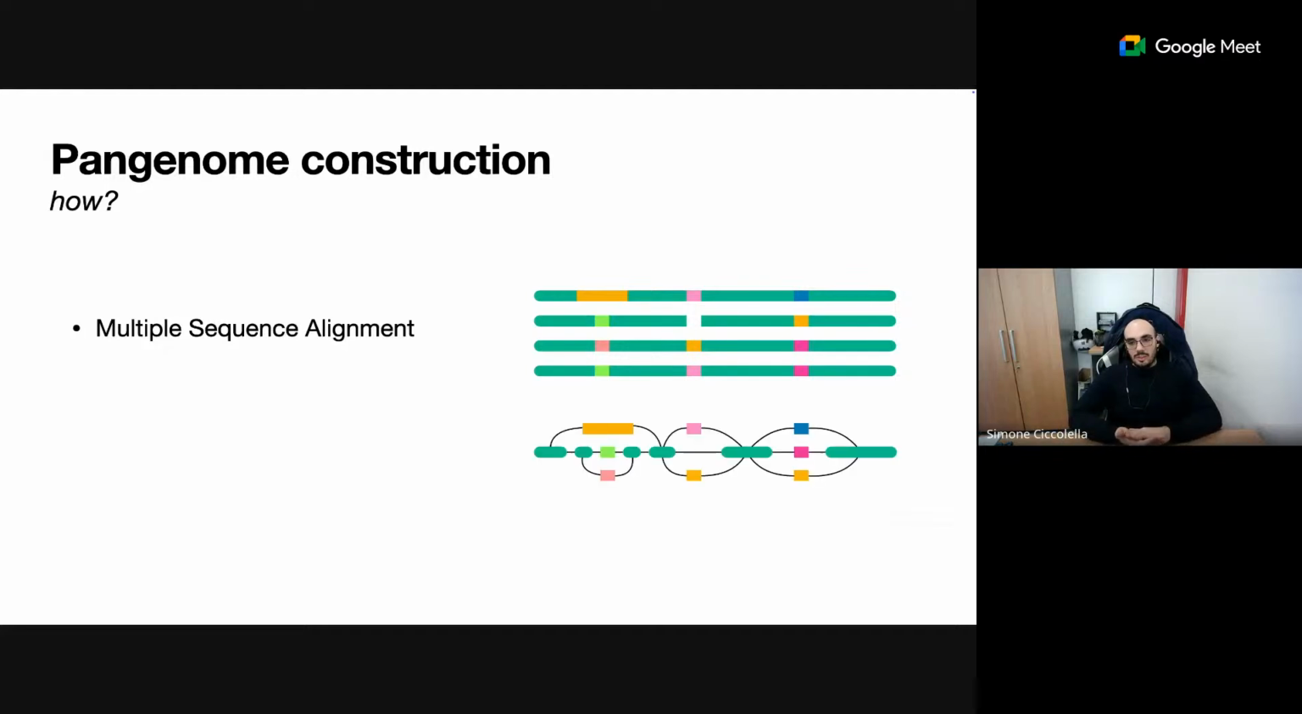And similarly to what we did before, we are able to construct a pangenome from this multiple sequence alignment in many different ways. Every tool has its own way to implement this, but the idea, again, here is to keep the common parts all together and then make adjustments when needed.